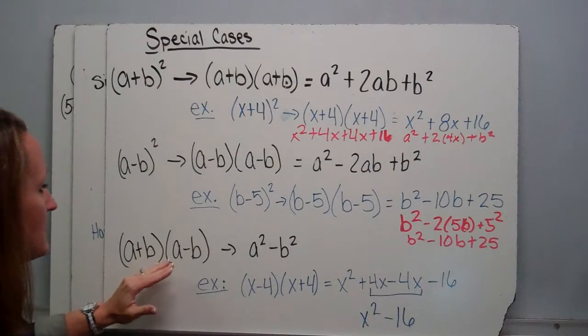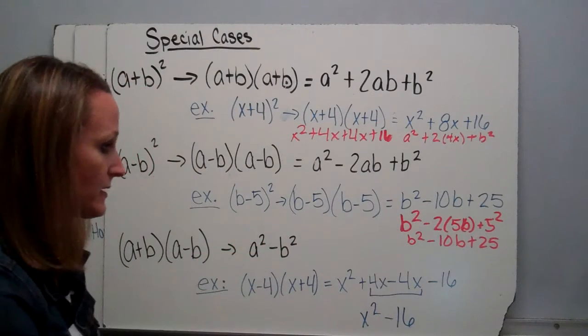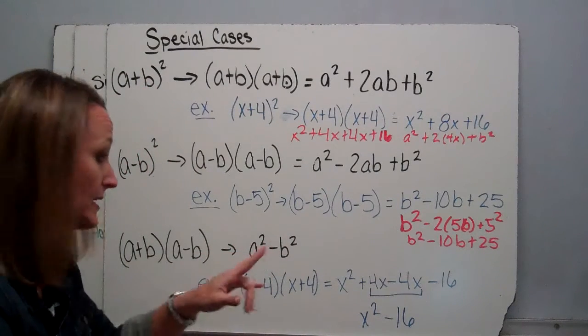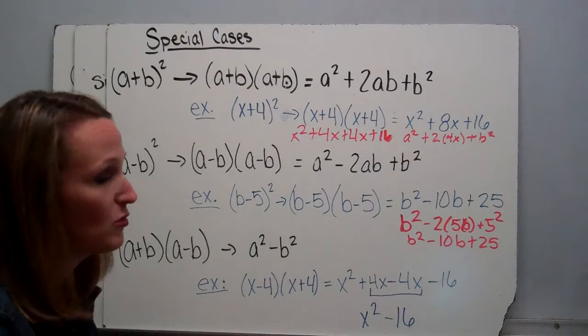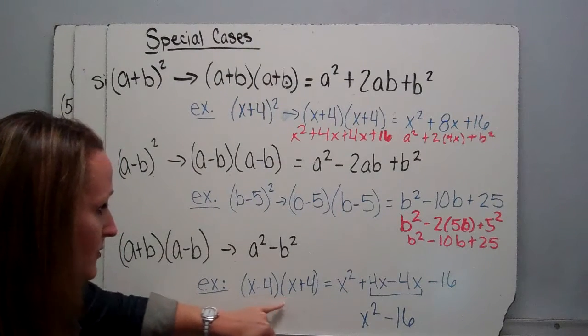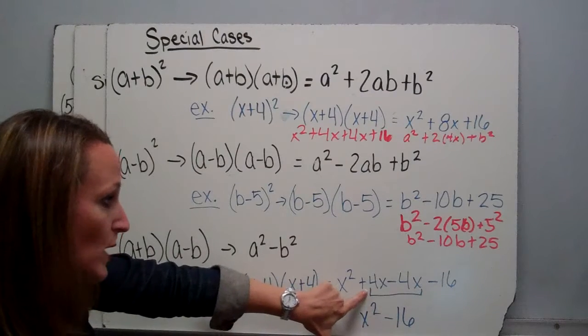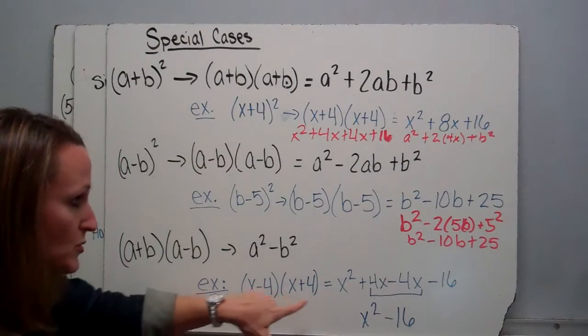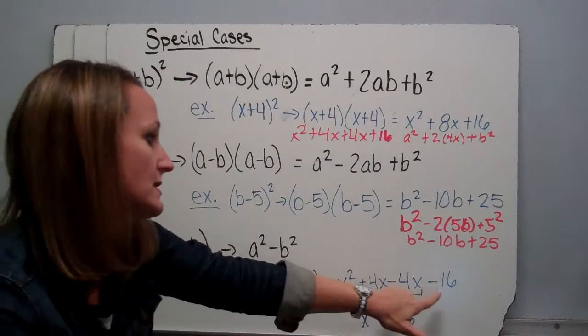A plus b times a minus b works out to be a squared minus b squared. Well, why is that? Here's why. Let's say we had x minus 4 times x plus 4. Well, watch what happens when we actually FOIL it. We would get x squared when we did our first terms. When we do our outer terms, we get plus 4x. When we do the inner terms, we get minus 4x. When we do the last terms, we get minus 16.